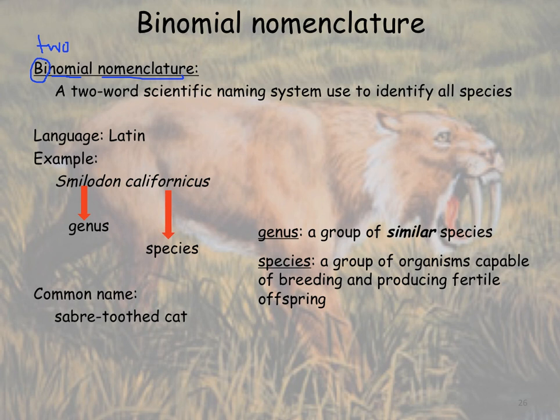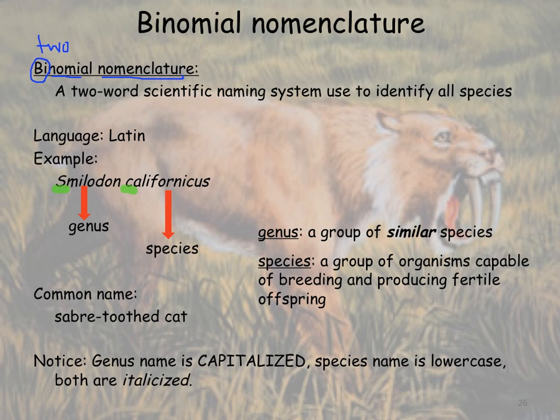Now, before I go on, I want you to notice a few more details about binomial names. The first is that the genus name is always capitalized. You can see the capital letter. The species name is always lowercase. And both words are italicized. Okay? So italicized means written in these kind of slanted letters or cursive letters. When writing scientific names, please follow these rules.